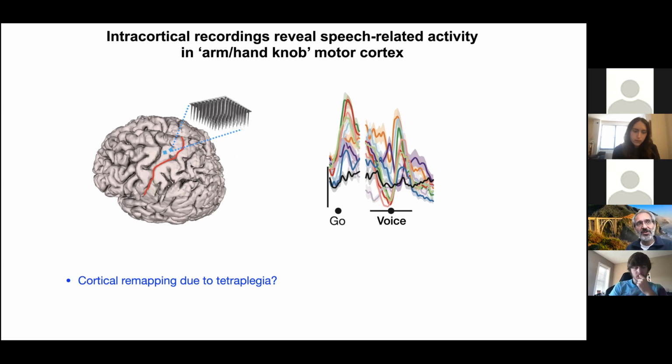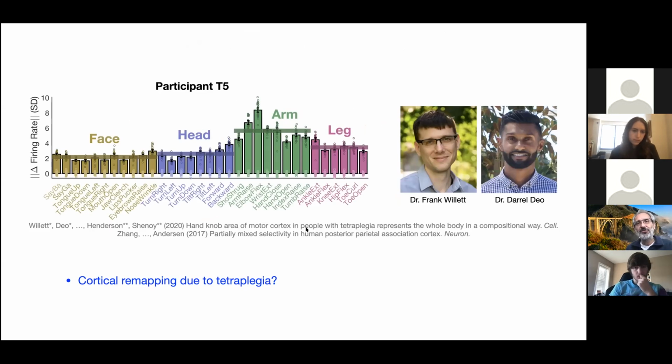Is this due to remapping due to tetraplegia? Well, we don't really think so, due to another study that Frank and Daryl headed that came out recently, and also a study by Richard Anderson. And that is these electrodes, while they are modulated by the facial muscles that I described, so this is 2 standard deviations of modulation, so it's well modulated, nevertheless do modulate even more for what it should be modulating for. So it's consistent with Penfield and Wilder.